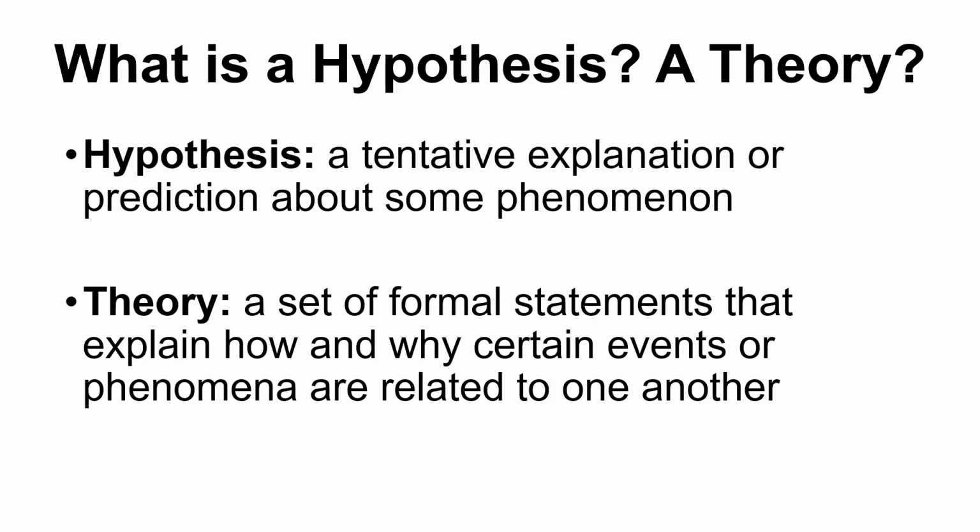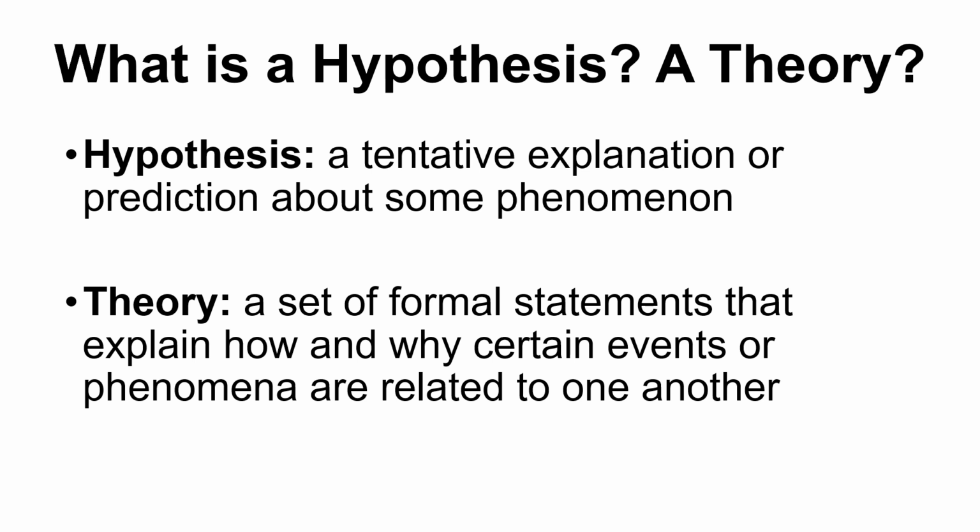So what is the difference between a theory and a hypothesis? A hypothesis is a tentative explanation or prediction about some phenomenon. A hypothesis is something specific. We're going to say that if something is true, then changing A will lead to a change in B. A theory is a more broad statement, a set of formal statements that explain how and why certain events or phenomena are related to one another. So a theory is why we think that things are related.